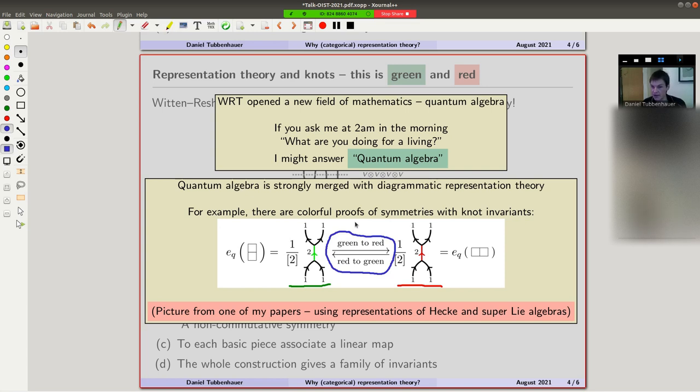And now you can play your games on linear algebra to decide whether two knotted proteins are the same or not, which is pretty good, I think.